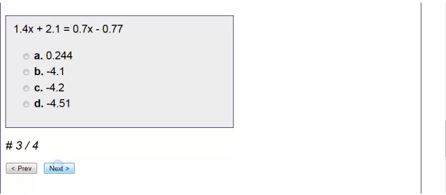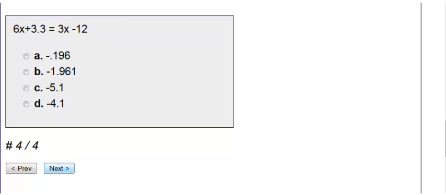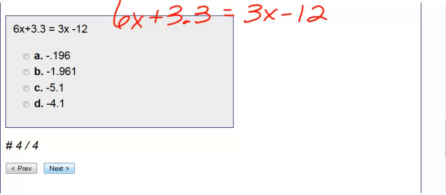And our last problem here, we have more decimals. We have 6x plus 3.3 equals 3x minus 12. So again, what I do to one thing, we have to do to them all. So if I were to get rid of this one decimal, I'd have to move it one place to the right. Therefore, I need to move every one place to the right.